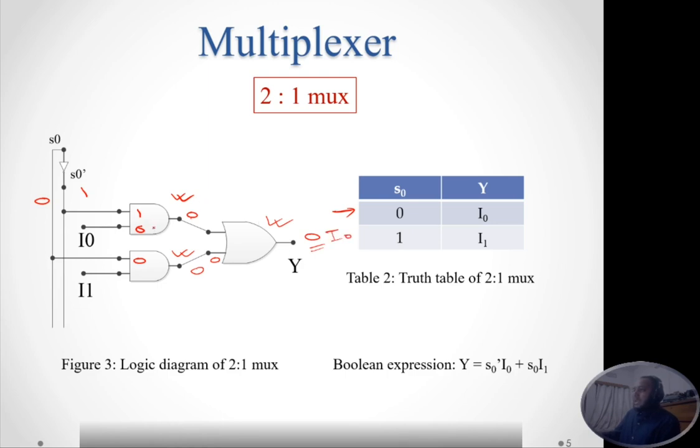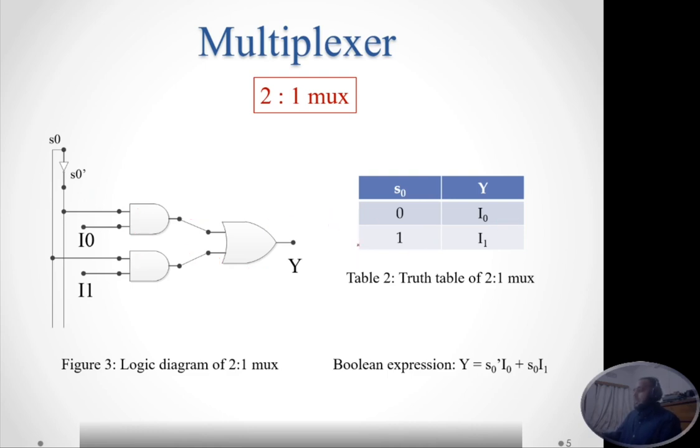And when our I0 is 1, then we will get the output of the first AND gate as 1, and in that case one of the inputs for this OR gate becomes 1, so we will get the output as 1, which is I0. So when we give S0 as 0, we always get the output as I0.